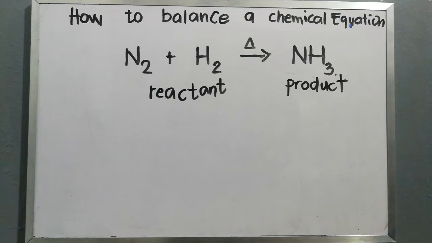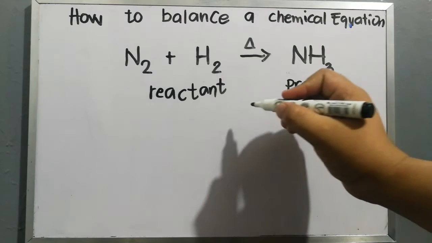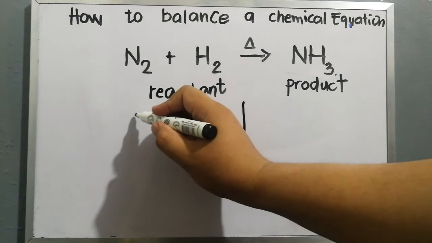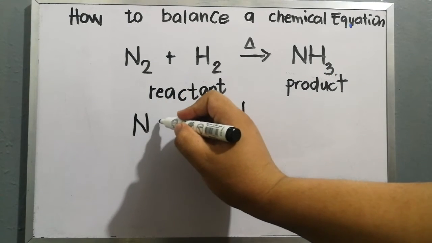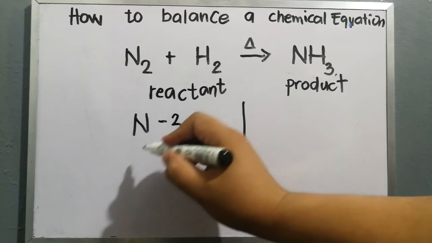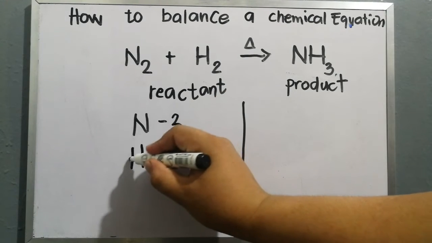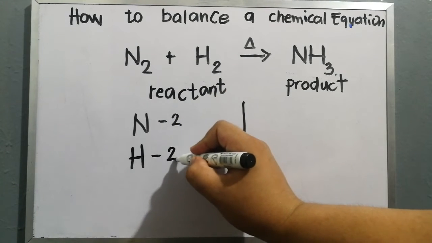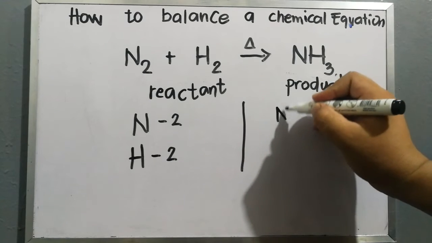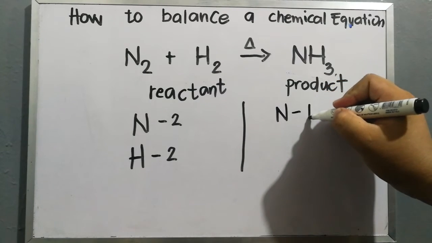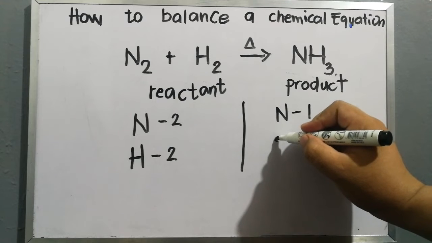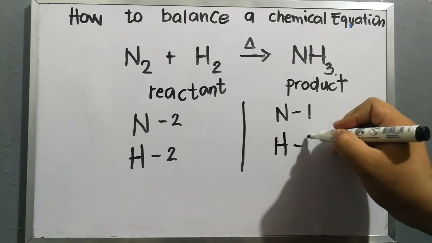Next, count the number of atoms of each element on the reactant side and the product side. For example, nitrogen has 2, hydrogen has 2 also, nitrogen is 1, hydrogen is 3.